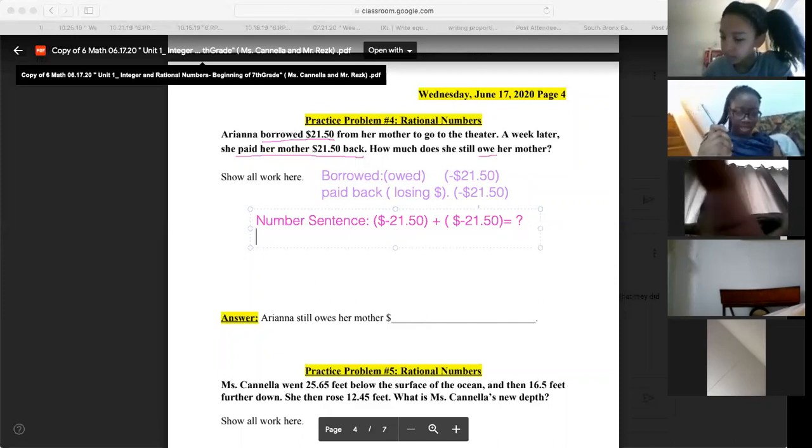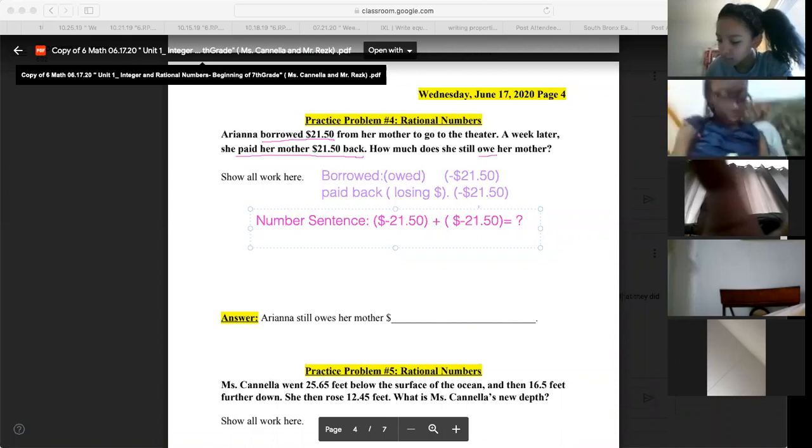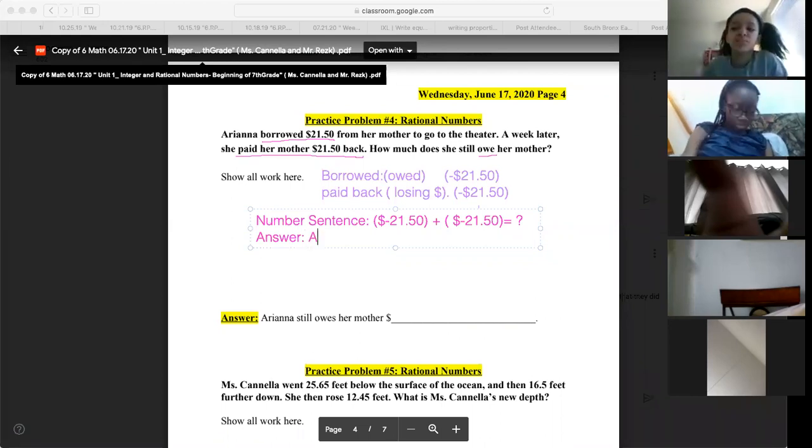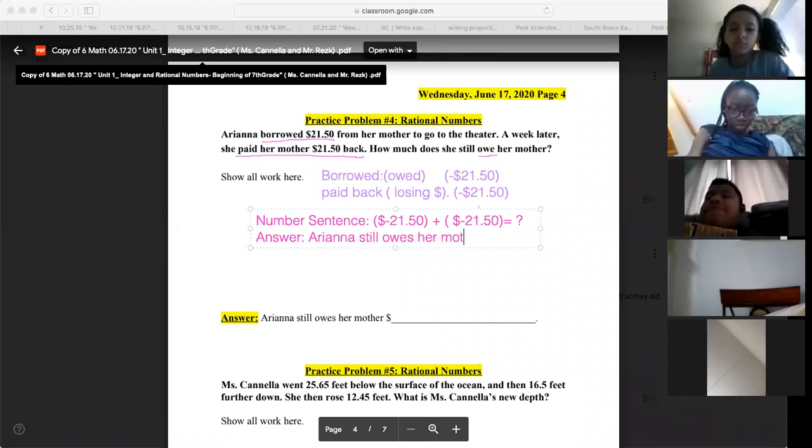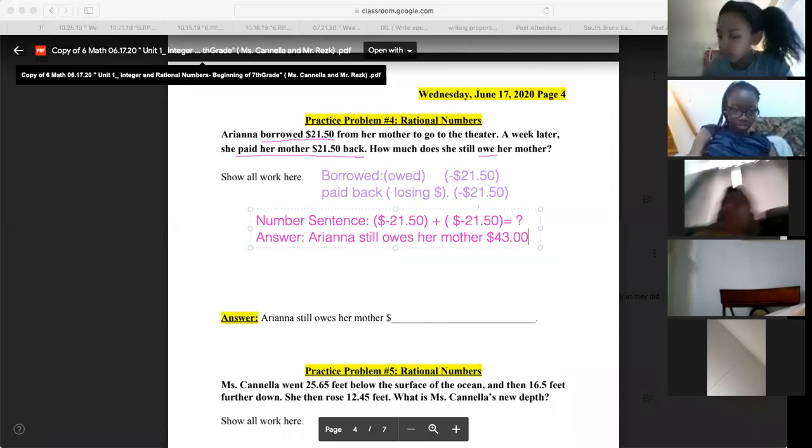So 21.50 plus 21.50 is how much money? Well, let's do 21 plus 21, that's easy. 42. And then 50 plus 50 is how much? 100. So 43 dollars. Right. So we're going to say Adiana still owes her mother $43. She's in debt, because she borrowed it and then she paid it back.